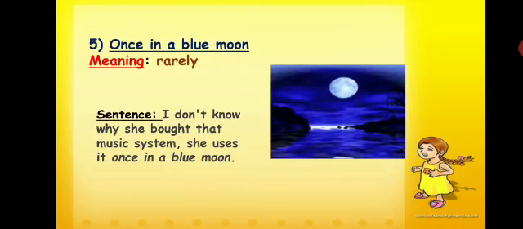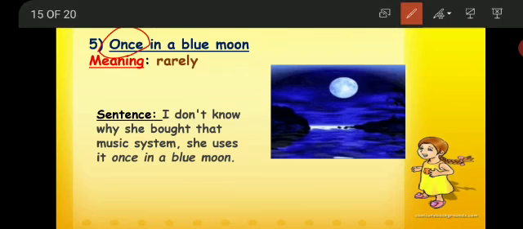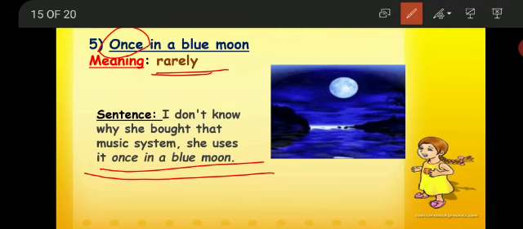Once in a blue moon. Now is it like a blue moon in a once? No. The once is basically showing the event that happens rarely. Means for a less amount of time. A sentence may be like this. I don't know why she bought that music system. She uses it once in a blue moon. It means that the girl has bought some music system, but she doesn't use it. So that is why instead of the word rarely, we have used an idiom once in a blue moon.